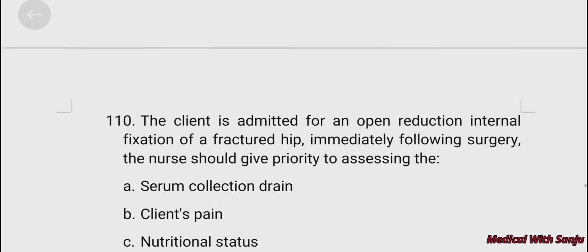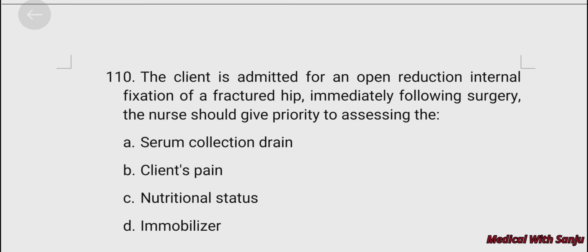Question 110. The client is admitted for an open reduction internal fixation of a fractured hip. Immediately following surgery, the nurse should give priority to assessing option A. Serum collection drain. Option B. Client's pain. Option C. Nutritional status. Option D. Immobilizer.